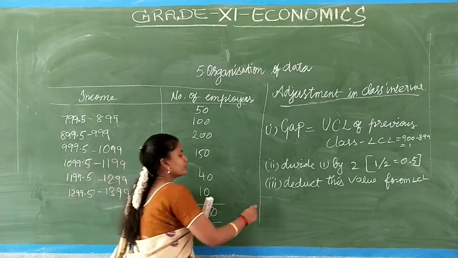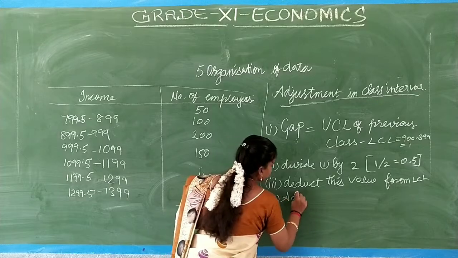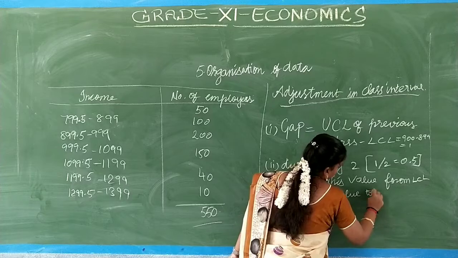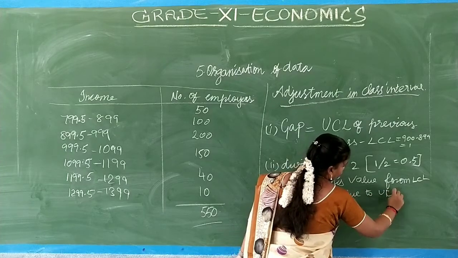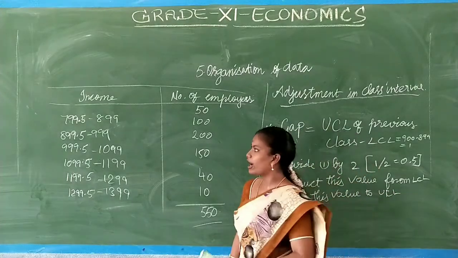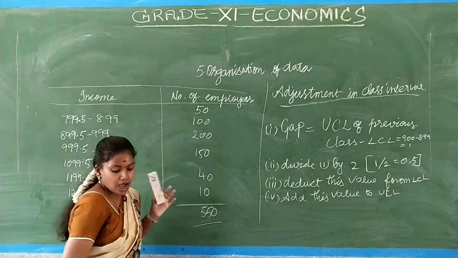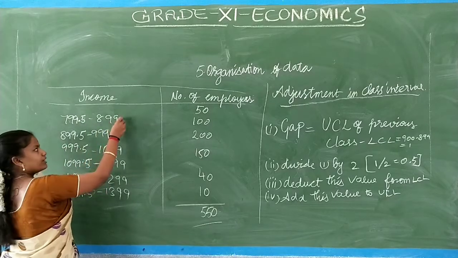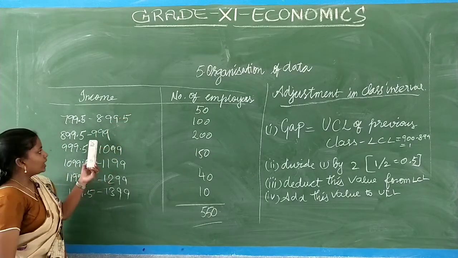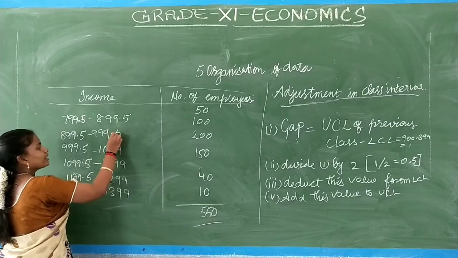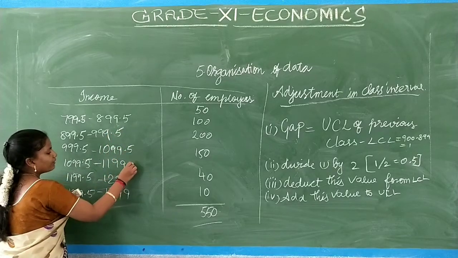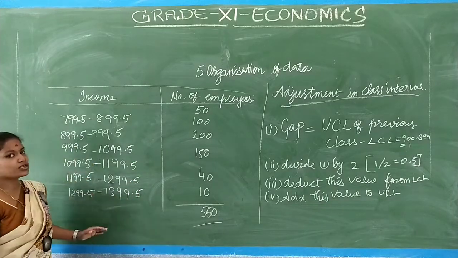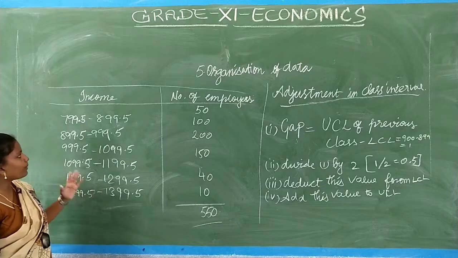Next step, what you are going to do? Add this value to the upper class limit. The same value should be added to each upper class limit. How will you do it? 899 plus 0.5 is 899.5. 999 plus 0.5 is 999.5. Similarly, everywhere you add 0.5. Now this is the adjusted frequency distribution. Now if you compare, how does it look?